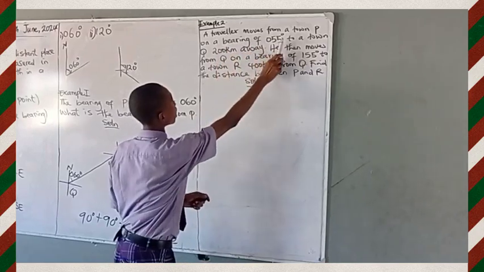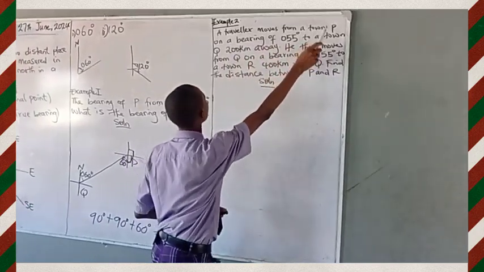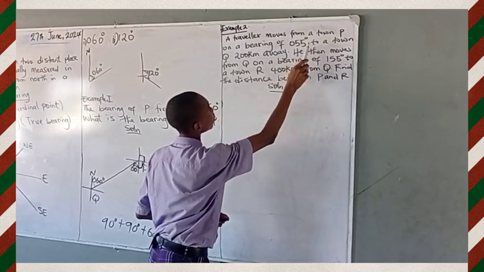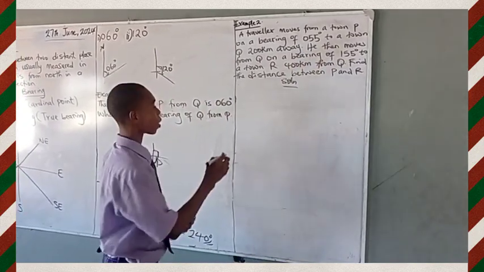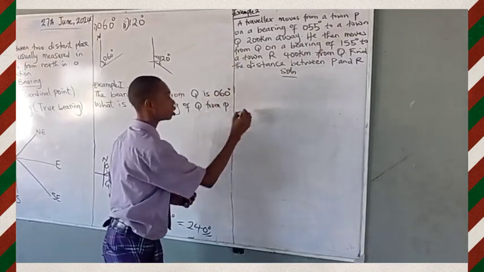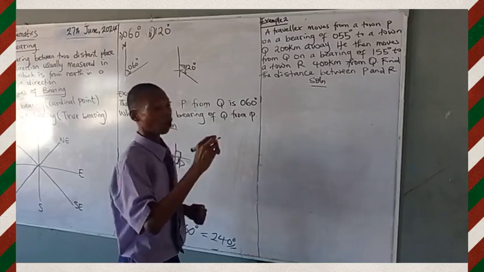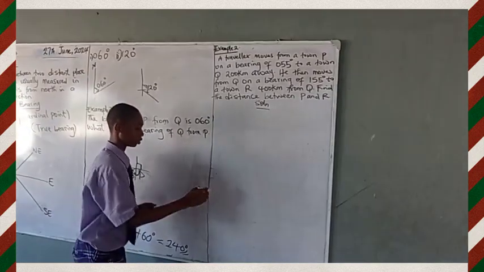Let's start from the first line. A traveler moves from a town P on a bearing of 055 degrees. So we start from our point, which is the town P. Now draw our cardinal points. We are starting from the point P.